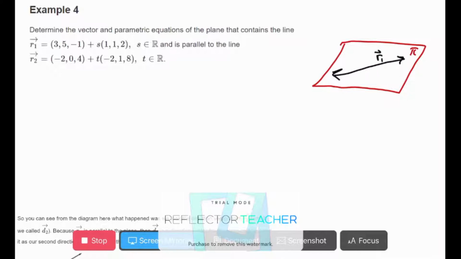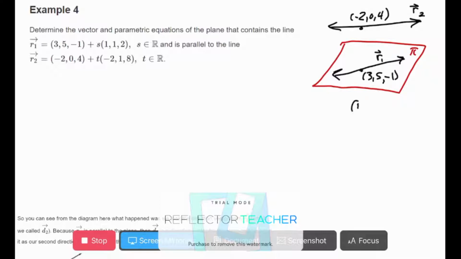R1 lies in the plane, and we know it contains the point (3, 5, -1). And then R2 is going to be above our plane, parallel to it, so never intersecting, and it includes the point (-2, 0, 4). So that's great. So I have 2 different lines, and I have 2 different direction vectors, but before I can use them to define a plane, I need to make sure they are not collinear.